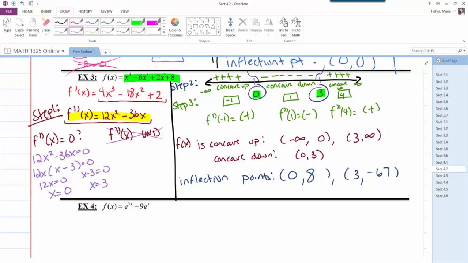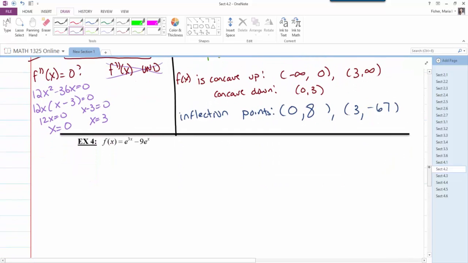Let's do the same here for example number 4. For example 4, again, the first thing we need to do, step 1, is find the second derivative. But in order to find the second derivative, I first need to find my first derivative. Let's find the first derivative. The derivative of e to the 3x is e to the 3x times the derivative of 3x. Well, the derivative of 3x is 3.